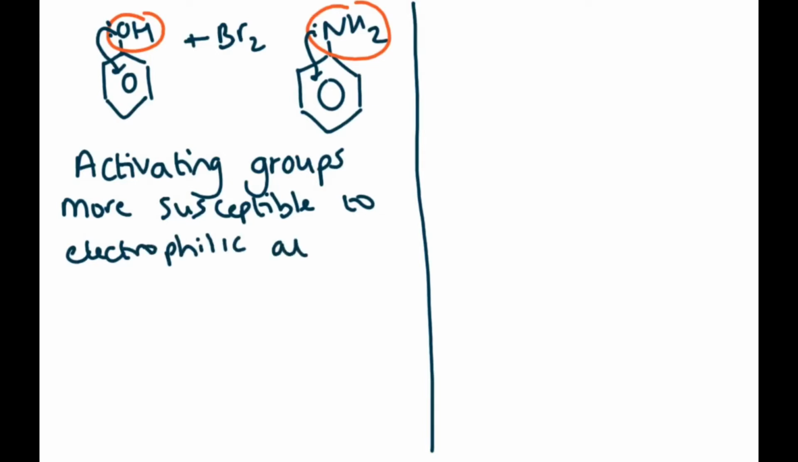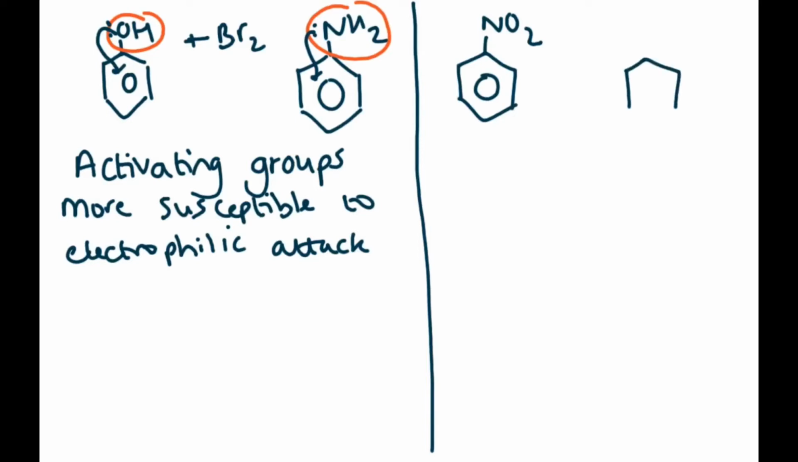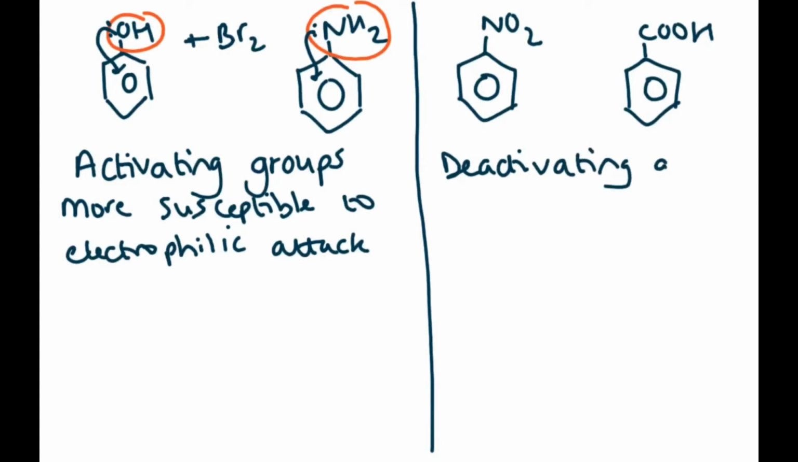Whereas if you had something like NO2, like nitrobenzene, or something like a benzoic acid, they have the opposite effect. They're called deactivating groups on the benzene ring.